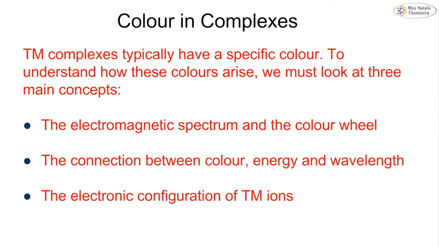Moving on to the colours of these complexes, transition metals have very specific colours when it comes to their complexes. And in order to know how these complexes actually arise, we have to think about 3 main concepts. The first one is the electromagnetic spectrum and the colour wheel, and this is something that you may have covered in physics at either IGCSE or at A level.